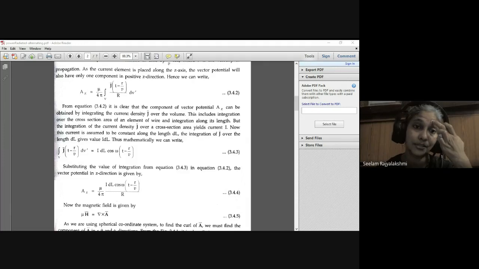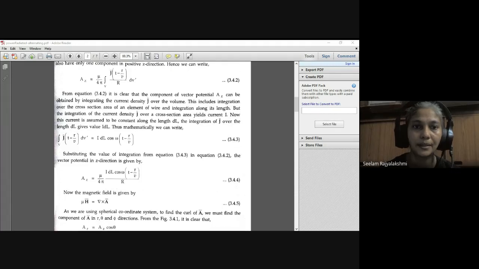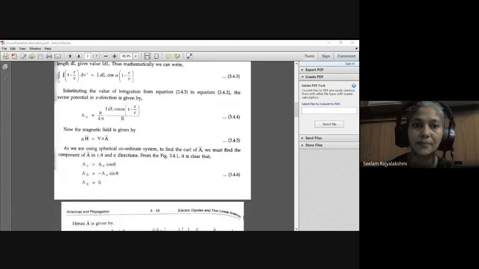By substituting the value of the integration from equation number 3 into equation number 2, we obtain Az equals mu by 4 pi, with the integral replaced by I dl cos omega t minus r by nu, divided by capital R. This is equation number 4.